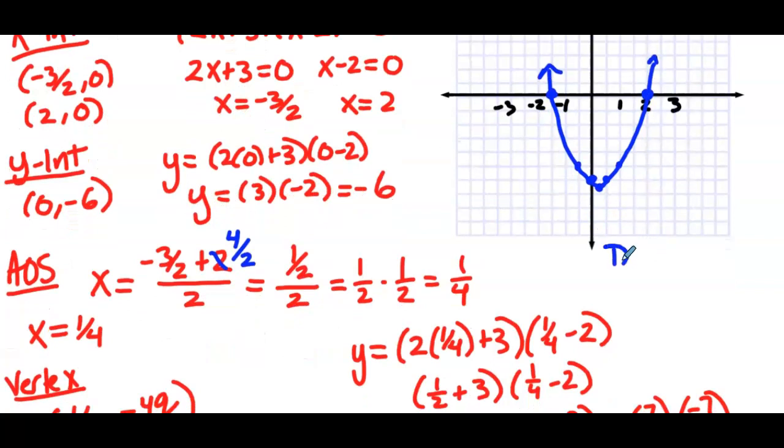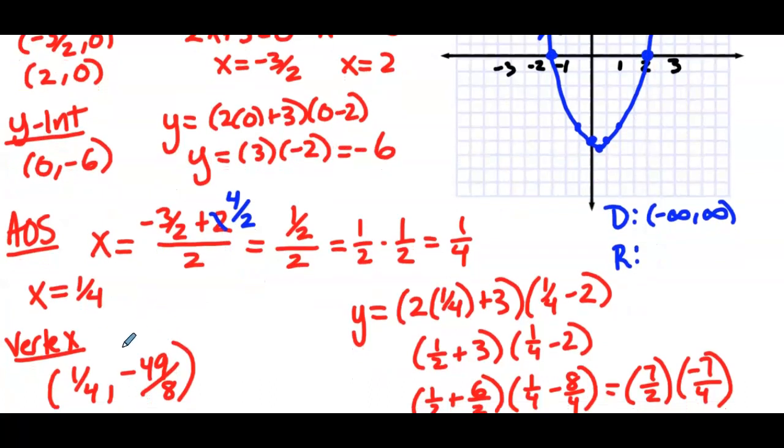And we can state the domain and range. So the domain is all reals. And the range, well, this is where our algebraic work came in handy. The vertex is a minimum, so we're going from -49/8 all the way to infinity.